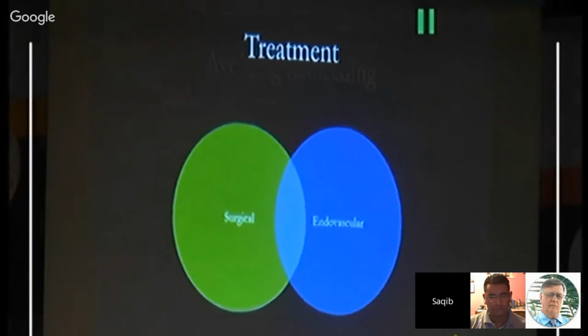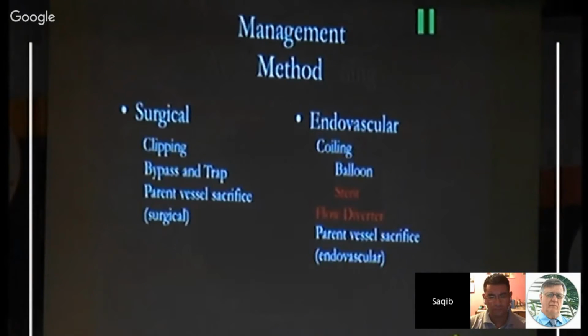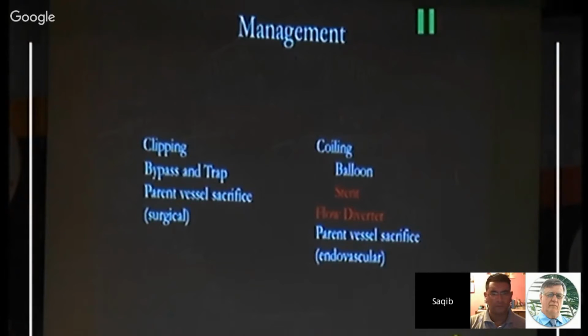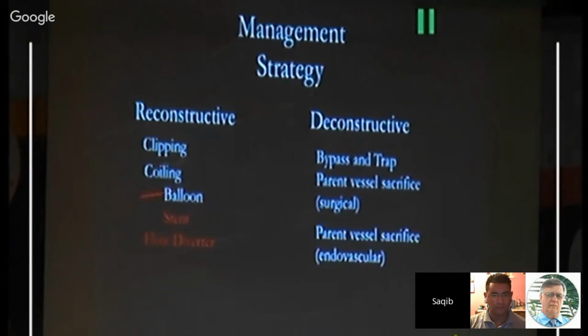So the treatment before used to have very little overlap over time. That overlap has increased as endovascular devices have broadened and become more complex. But instead of thinking of it as a surgical management versus endovascular management, it's better to think of it as a reconstructive or deconstructive strategy. So in general, we try to aim for reconstruction as much as we can.